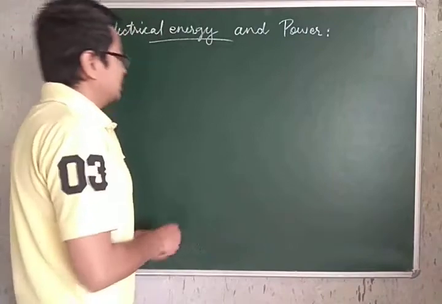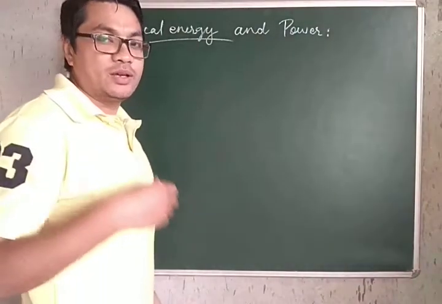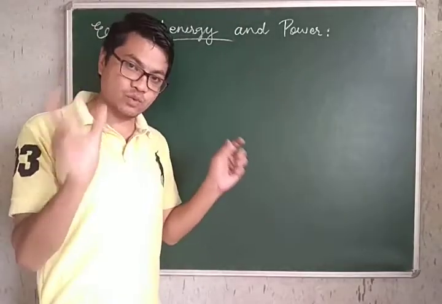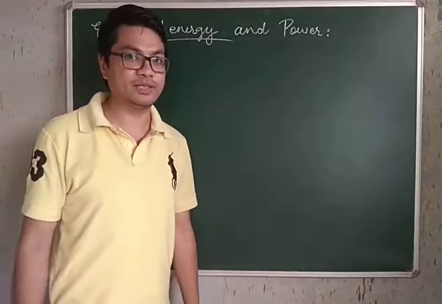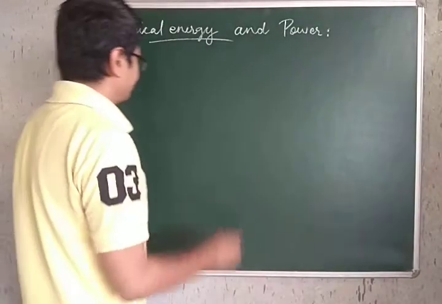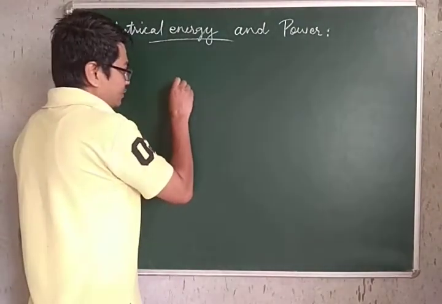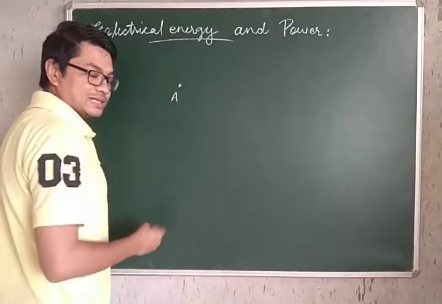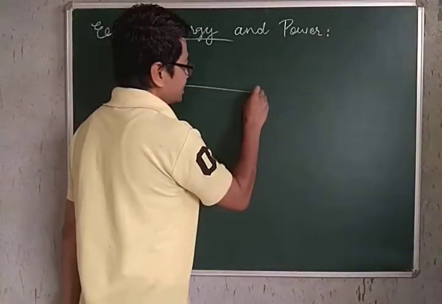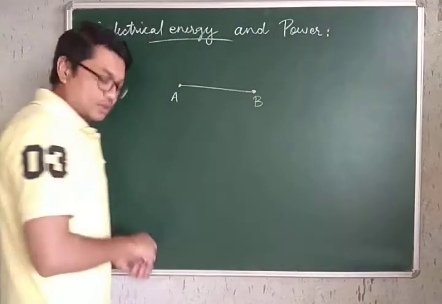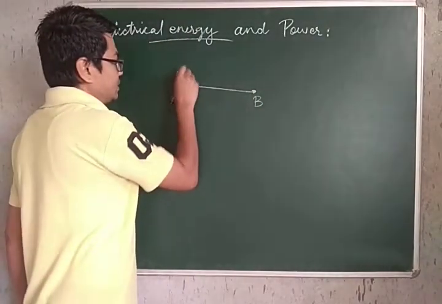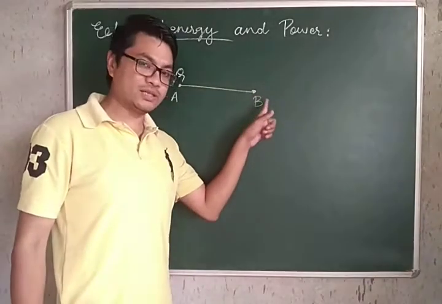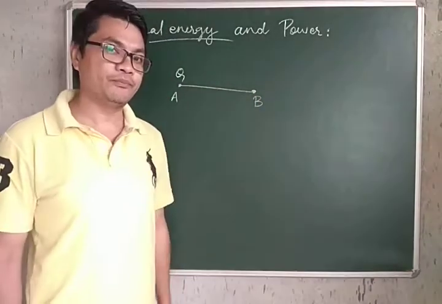First of all, let us talk about energy or work done, because mind you, energy and work done are basically one and the same thing. So, say we have a charge at this point, let's say point A, and we have to take this charge to point B. So the charge is Q, say capital Q is the charge that we have at point A, and we want to take this charge to point B.